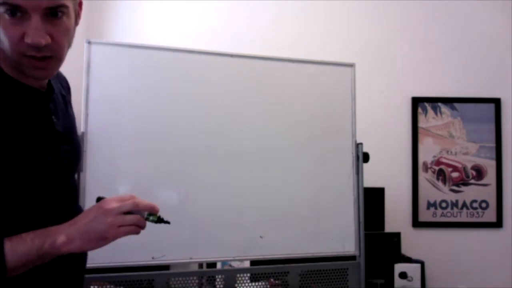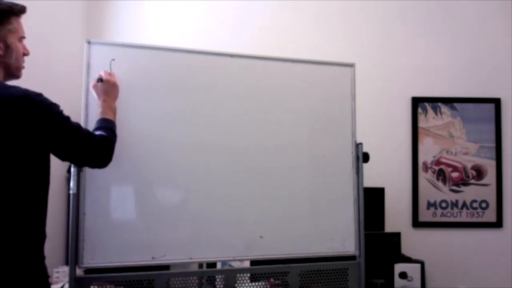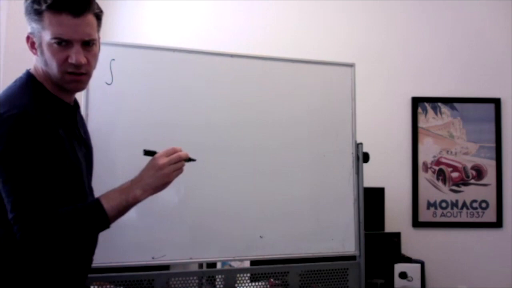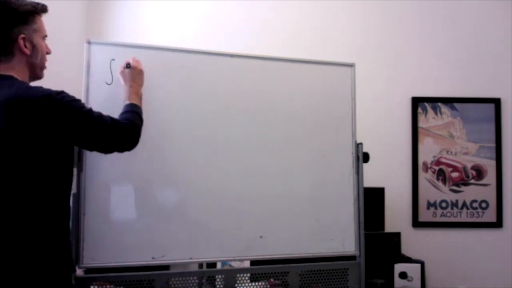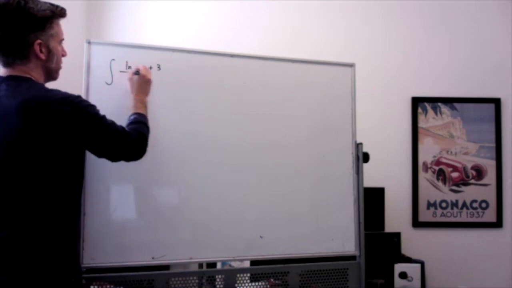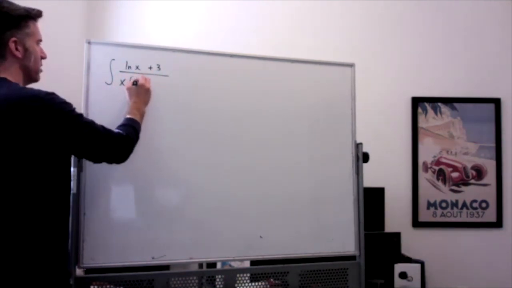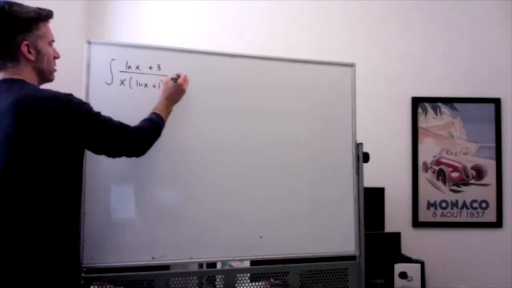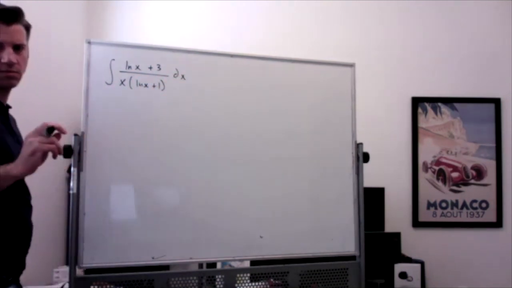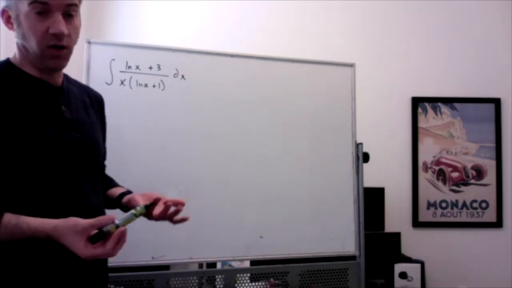Let's see. Where are we at? Let's look at this next one. More integration. So let's look at the integral of (natural log of x plus 3) divided by x times (natural log of x plus 1) dx. All right, so here we just want to find the antiderivative, right? That's all this is saying.